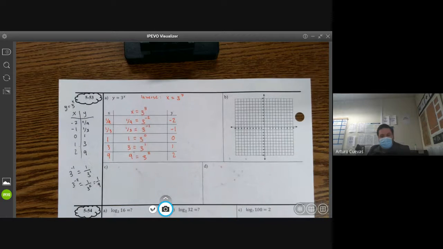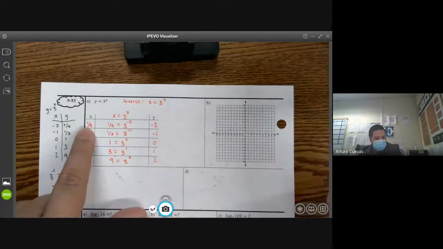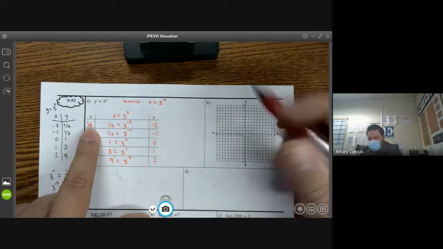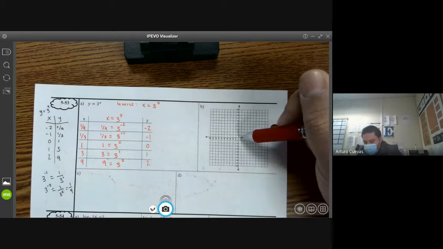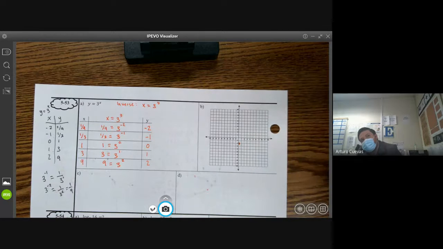All right. And we just have to graph this now. When x is 1/9, is that a small or a big number? That's super small. It's almost 0, right? But it's a little bit to the right of 0. So 1/9, y is -2. So when x is 1/9, so basically almost 0, but a little bit to the right, y is -2. We put a point there.